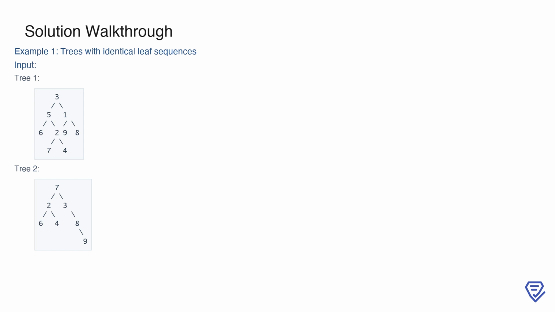To understand the concept of leaf-similar trees, let's start with an example where two trees have identical leaf sequences. Tree 1 has a root node of 3, with two child nodes 5 and 1. Node 5 further branches into 6 and 2, where 2 branches into 7 and 4. Similarly, node 1 branches into 9 and 8.